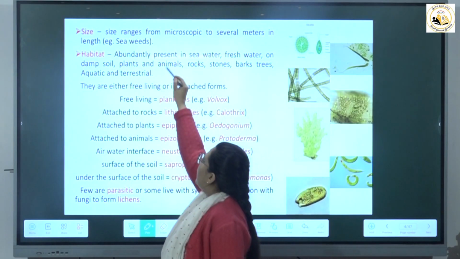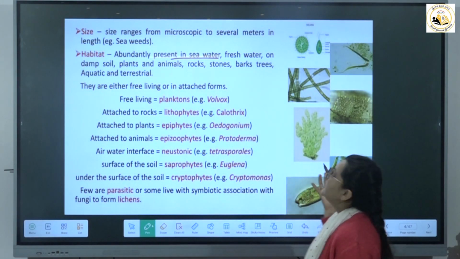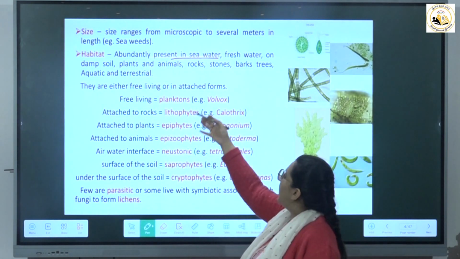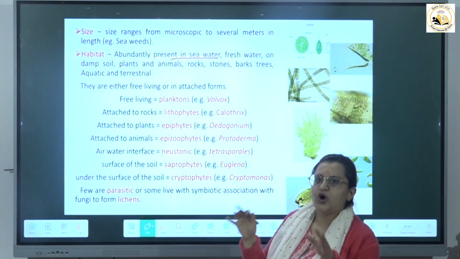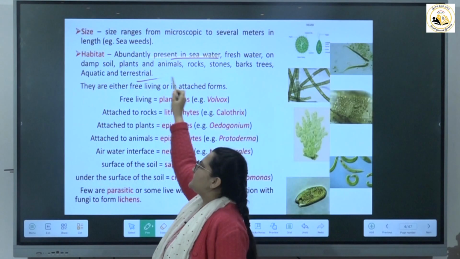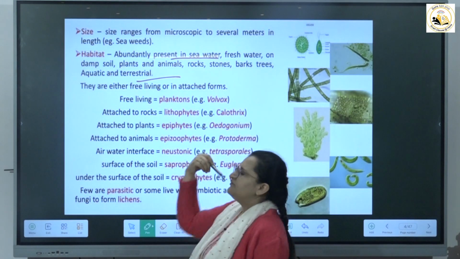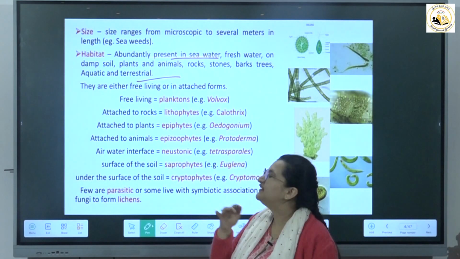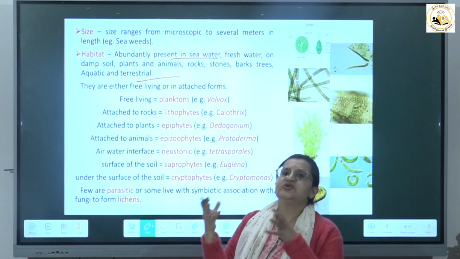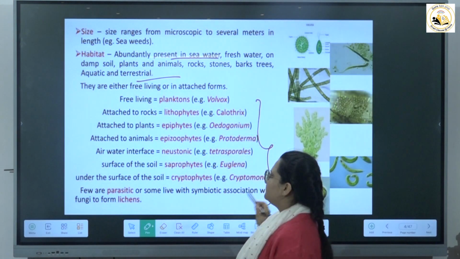If we talk about the habitat, we find algae in seawater, fresh water, damp soil, plants, animals, on rocks, stones, bark, trees, aquatic and terrestrial as well. Now the algae are either free living or they are dependent on other organisms to grow. So based on that, here is some classification.